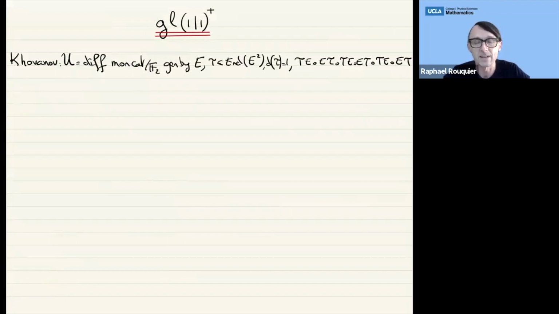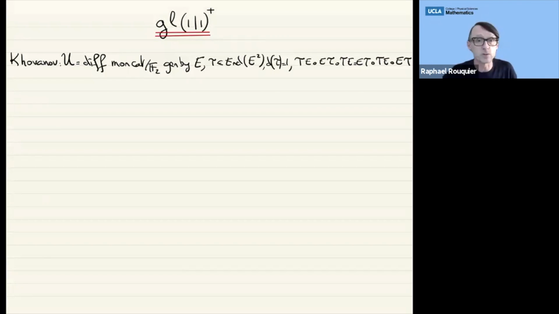Right, so at last I can talk of GL(1|1)+. So GL(1|1) is a super Lie algebra, endomorphisms of a 2-dimensional vector space, which has a 1-dimensional even and a 1-dimensional odd part. And we're looking only at the positive part of that. So that's a 1-dimensional Lie algebra in odd degrees. So just take C as an odd super Lie algebra. Its enveloping algebra is C[E]/(E squared).